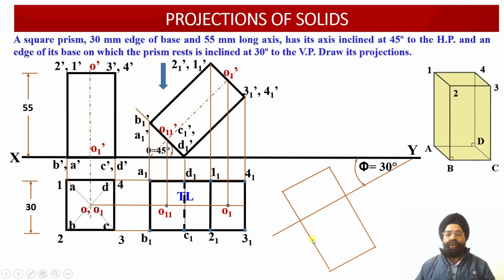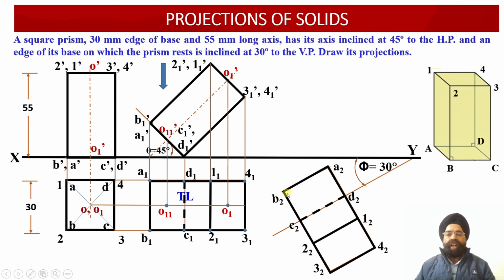So this will be C2, this will be 2,2, this will be D2, this will be 1,2. So this way, all the 8 points corresponding to the base as well as the top face of the square prism from the previous plan projection view have been appropriately transformed or rotated into the new orientation over here.